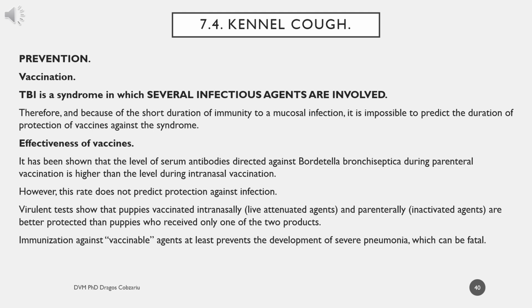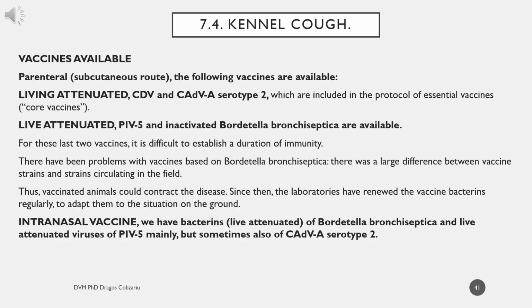Virulent tests show that puppies vaccinated intranasally, live-attenuated agents, and parenterally, inactivated agents, are better protected than puppies who received only one of the two products. Immunization against vaccinable agents at least prevents the development of severe pneumonia, which can be fatal. Vaccines available. Parenteral, subcutaneous route, the following vaccines are available. Living attenuated, CDV and CADV-A serotype 2, which are included in the protocol of essential vaccines, core vaccines.